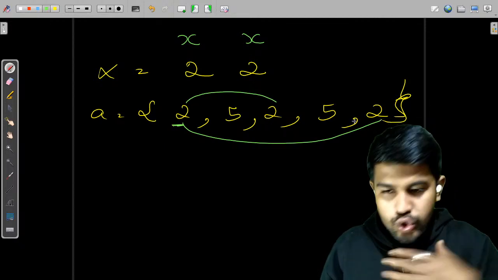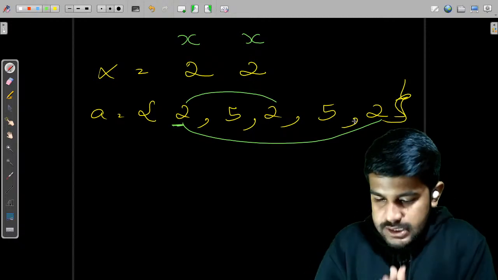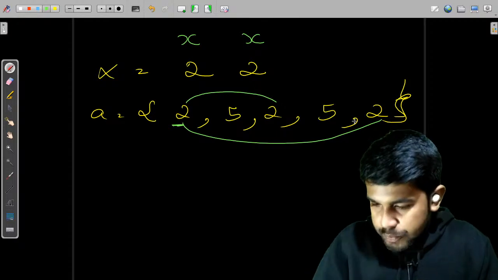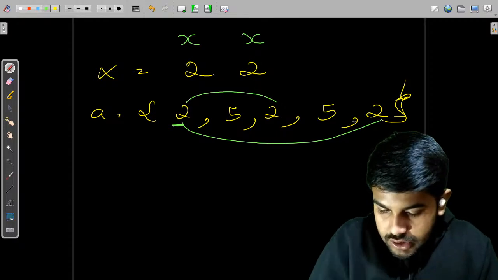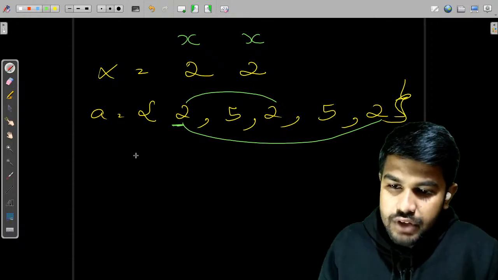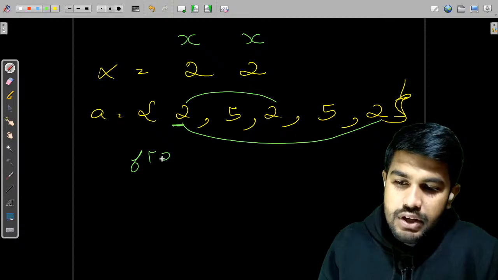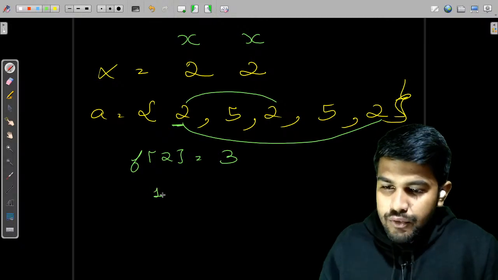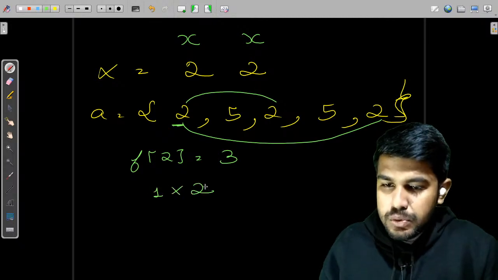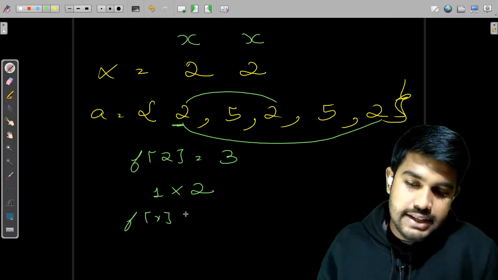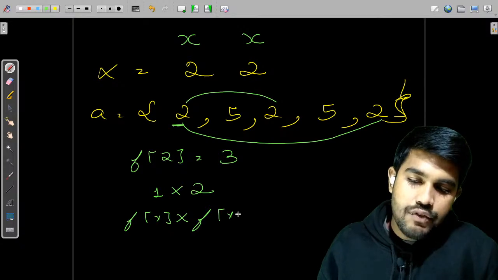Because if I use myself, if I have 10 rupees and I use 1 rupee out of it, then I have 9 rupees left, and I would concentrate on the remaining part. So if the frequency of 2 is equal to 3 and I multiply 1 with the other, so 1 multiplied with 2, so whatever is remaining, this is what I told, that f of x multiplied with f of x minus 1.